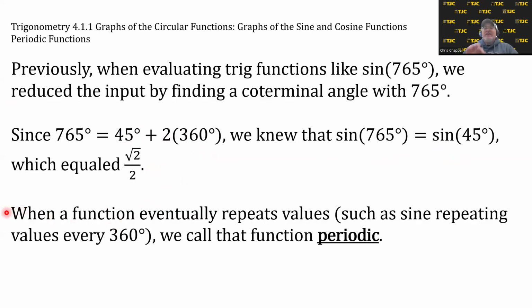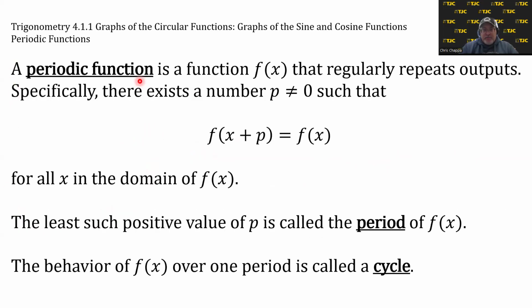Now, when a function eventually repeats values, such as sine repeating values every 360 degrees, we call that function periodic. A periodic function is a function f of x that regularly repeats outputs. More rigorously and specifically, there exists a number p not equal to 0, such that f of x plus p is equal to f of x for all x in the domain of f of x. The least such positive value p is called the period of f of x, and the behavior of f of x over one period is called a cycle.